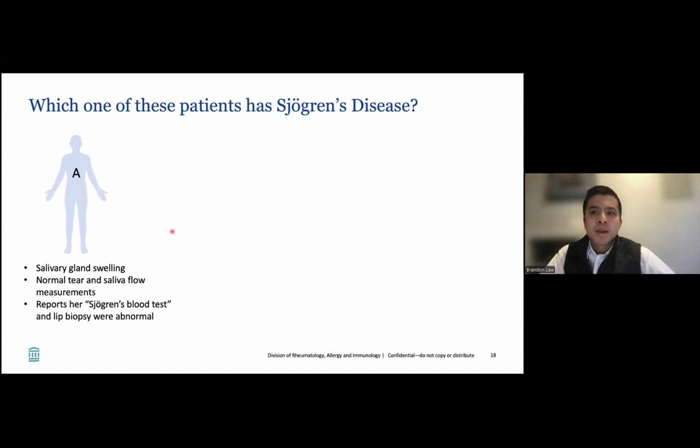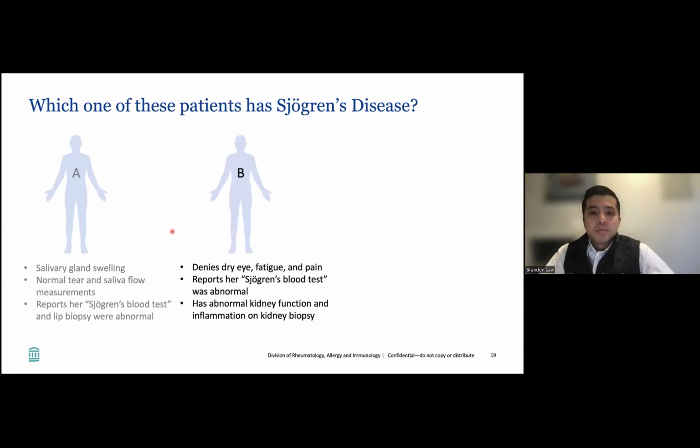Here's an example of patient A having salivary gland swelling. She describes normal, when measured in clinic, she had normal tear and saliva flow measurements, but her blood test for Sjögren's, her quote Sjögren's blood test, was abnormal, as well as her lip biopsy. So that was interesting.